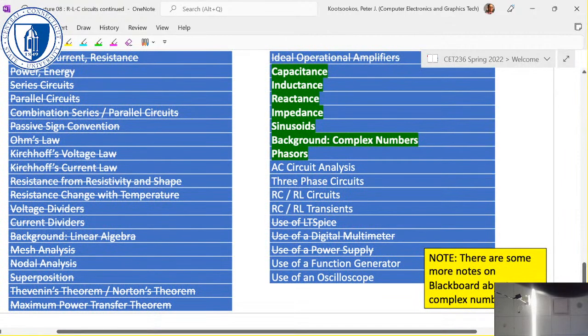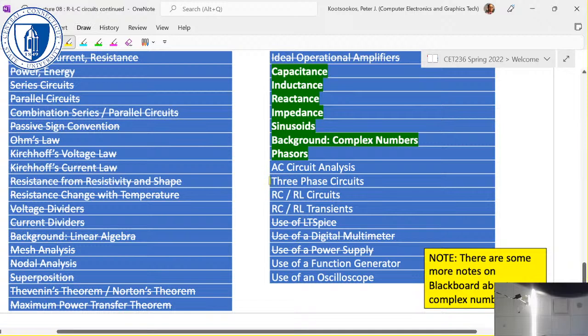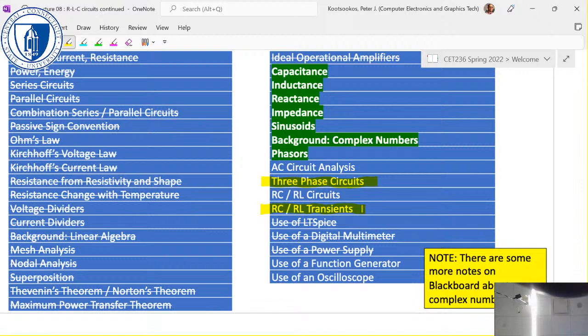So on this page, in fact, maybe there's two things. The only two technical things I need to talk about are three-phase circuits and transients. AC circuit analysis is what we're doing. So I probably should have highlighted that. RC and RL circuits is what we're doing. I should have highlighted that.